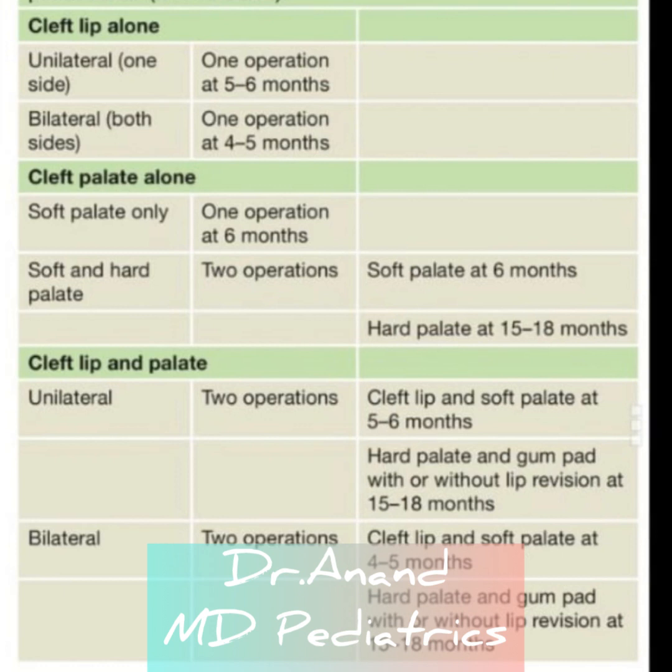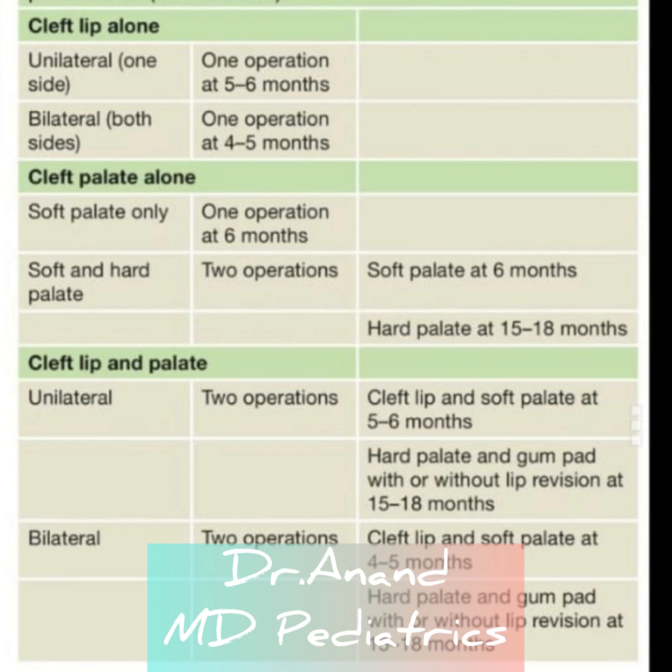If I talk about cleft palate alone, again it depends. Is it involving the soft palate only or the soft and hard palate? If the cleft palate involves only the soft palate, you'll do the operation at 6 months. Roughly all the operations are done at 6 months. If the cleft palate involves both the hard palate and the soft palate, then you'll do two operations. Soft palate repair at 6 months, and hard palate at 15 to 18 months. Like you can see in my patient, the hard palate was there, but behind the soft palate part there was the problem. So roughly at 6 months of life they will do the operation.